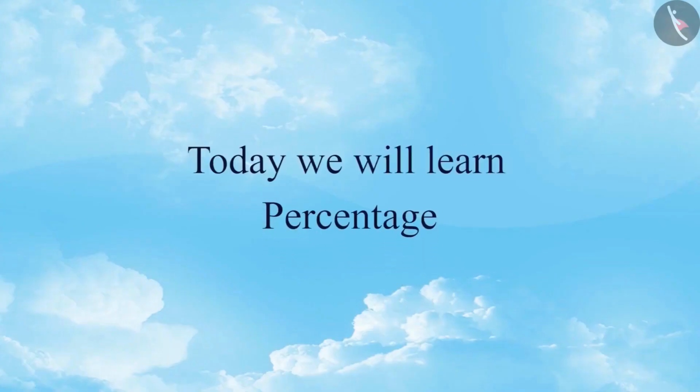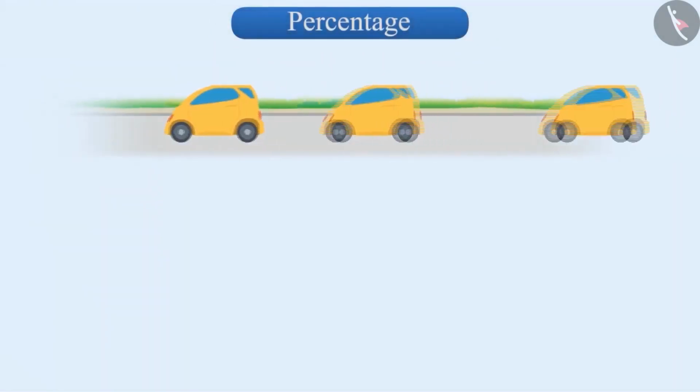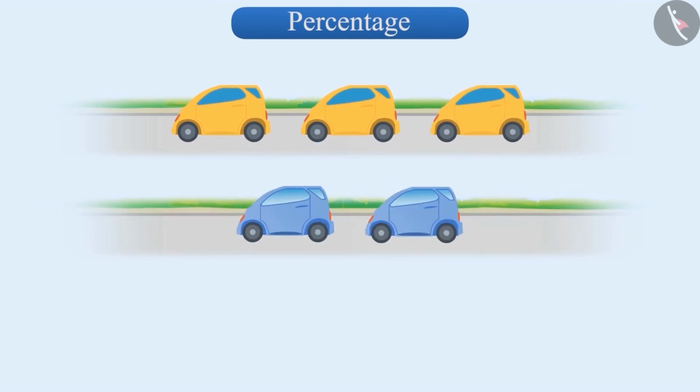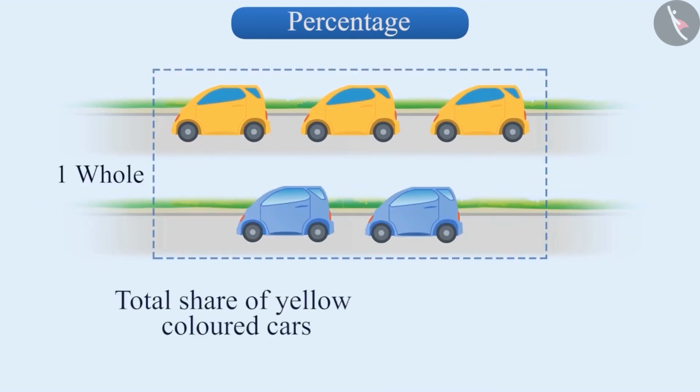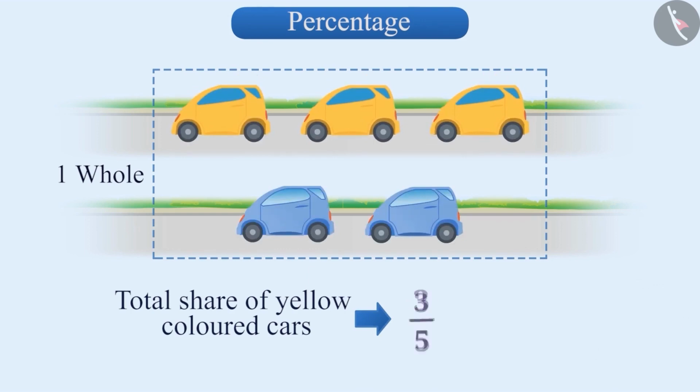Today, we will learn about percentage. Here, we have 3 yellow cars and 2 blue cars. If we consider a total of 5 cars as a whole, then what part of the total cars do the yellow cars constitute? Think for a while. You've got it right. There are 3 yellow-colored cars out of the total 5 cars. Hence, their share will be 3 by 5.